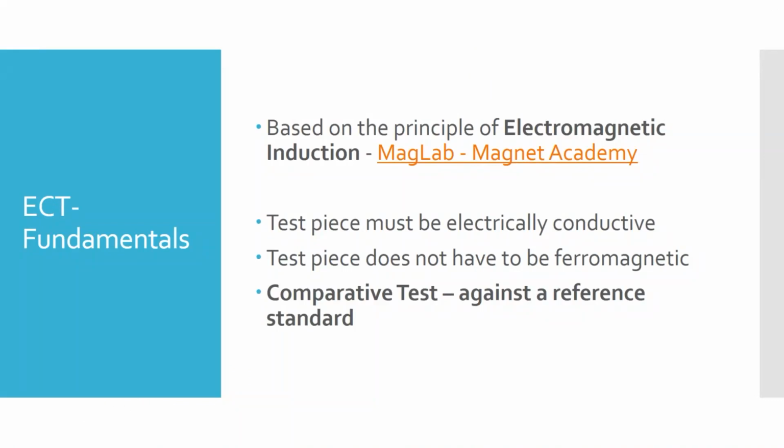Most wire, for instance, is copper. We can conduct electricity through copper wire. We get a magnetic field that builds up around a copper wire, but copper is not ferromagnetic. And then that final one, which I've got here in bold again because this is one that students forget or have a little bit of trouble understanding, is that this is comparative, so we have to have a reference standard whenever we perform eddy current testing.